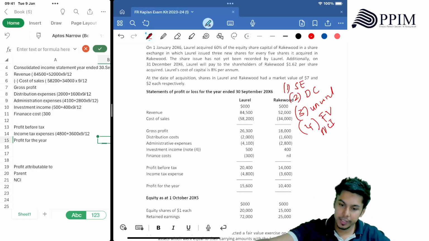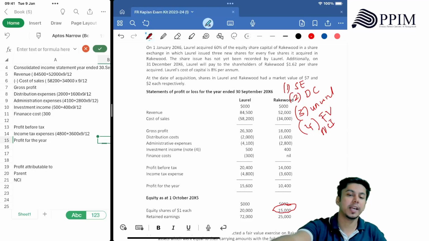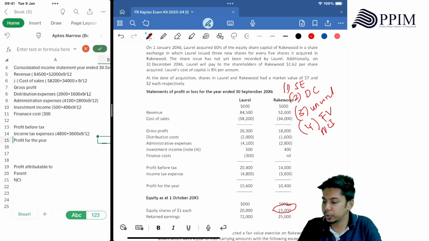Guys, I'll give you a small hint. When you're doing the share exchange and the deferred consideration, use the subsidiary shares as much as possible.